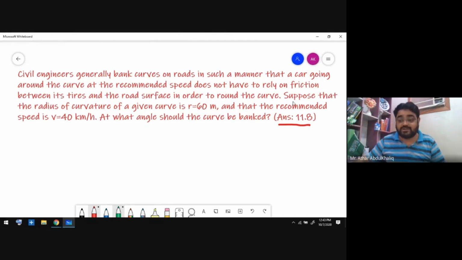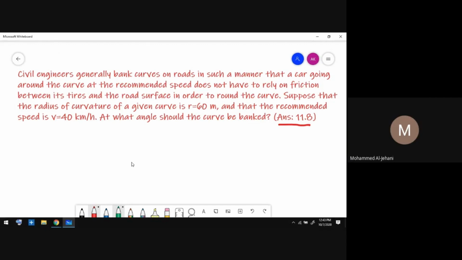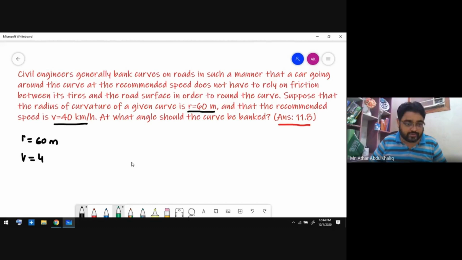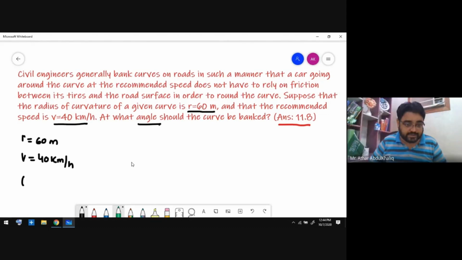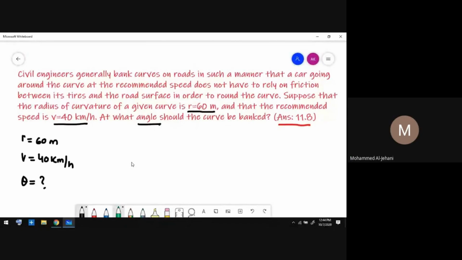Now read the question. Suppose that the radius of curvature of a given curve is r equals 60 meters, and that the recommended speed is v equals 40 kilometers per hour. At what angle should the curve be banked? They are asking for the angle at the recommended speed.